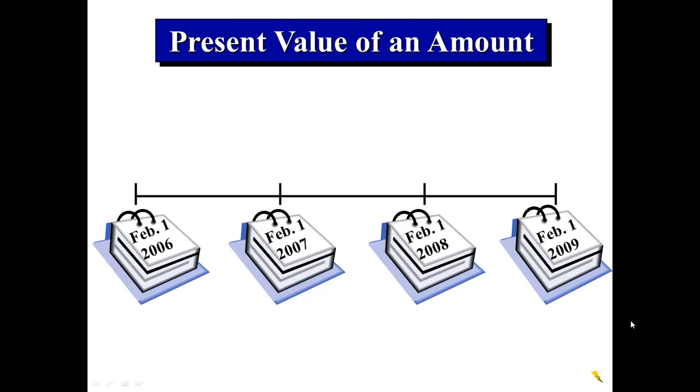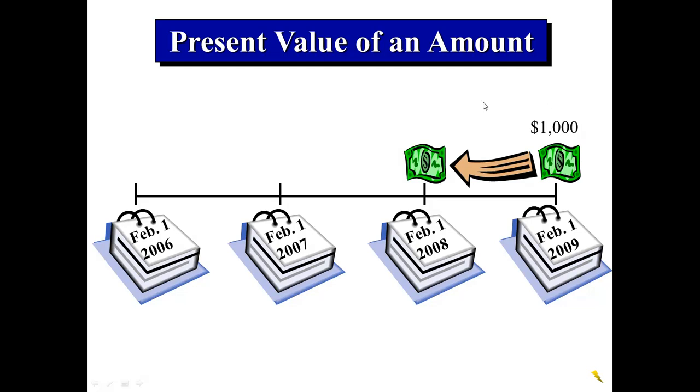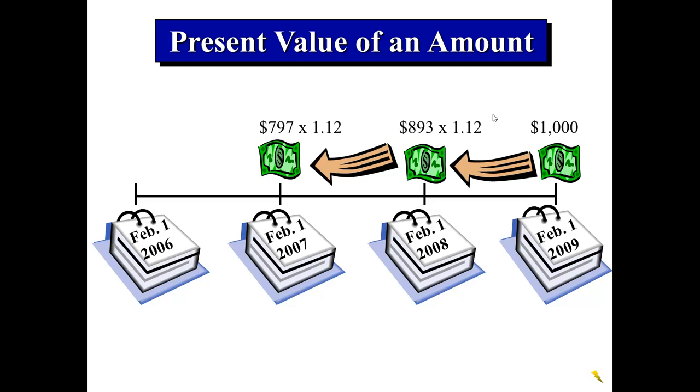Another way to look at that is to say I'm out here in the future and I've got $1,000. And if I want to go backwards to see what that was worth 3 years ago, or back to the present time, and I had an interest rate of 12%, then the $1,000, one interest period back, will be worth $893, and I go back another interest period and it's worth $797, and I go back to the present and it's only worth $712. So I'm going from some point in the future back to the present and asking the question, what's the money worth right now in today's dollars?